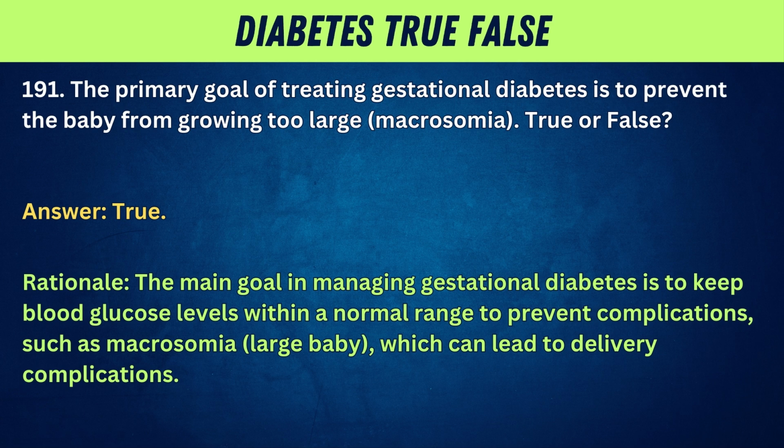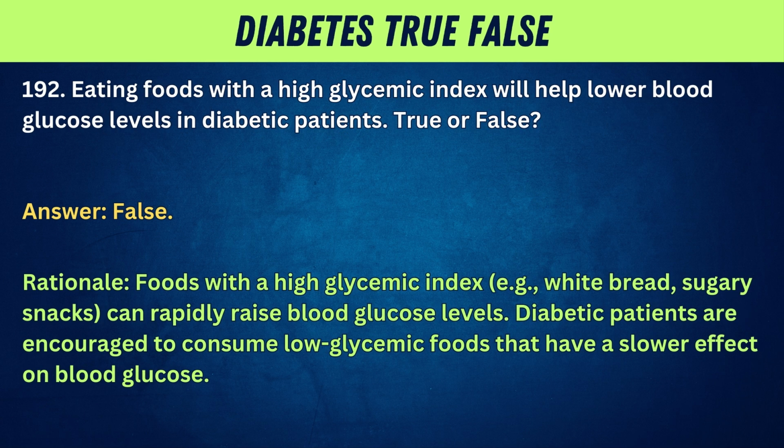The primary goal of treating gestational diabetes is to prevent the baby from growing too large, macrosomia. True or false? Answer: true. Rationale: the main goal in managing gestational diabetes is to keep blood glucose levels within a normal range to prevent complications, such as macrosomia, large baby, which can lead to delivery complications.